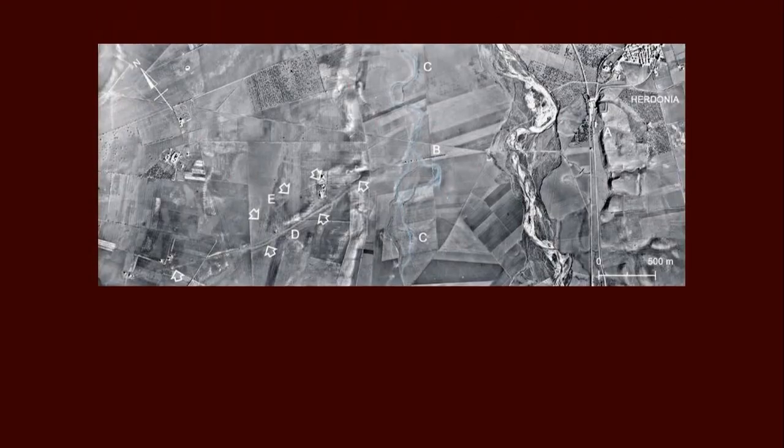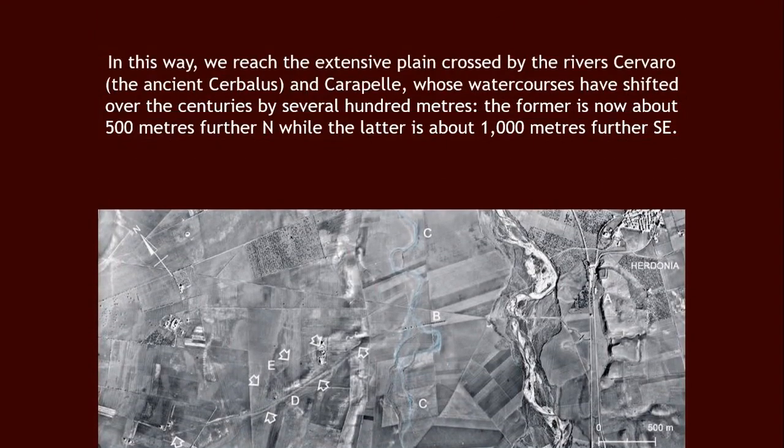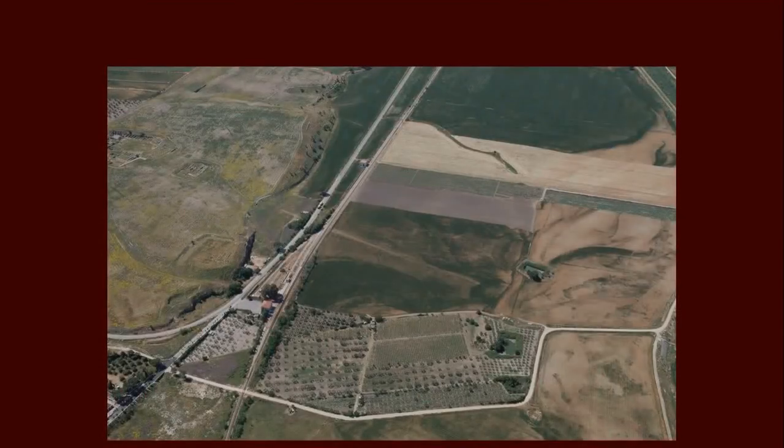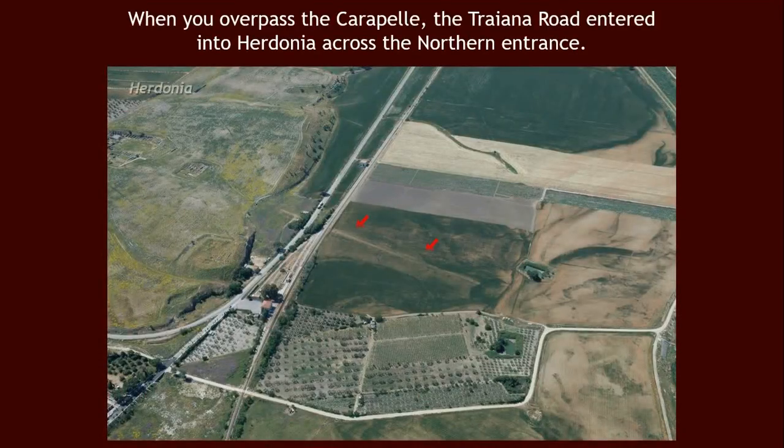In this way, we reach the extensive plain crossed by the river Sabaro, the ancient Cerberus, and Carapelle, whose watercourses have shifted over the centuries by several hundred meters. The former is now about 500 meters further north while the latter is about 1,000 meters further southeast. When you overpass the Carapelle, the Traiana road entered into Herdonia across the northern entrance.